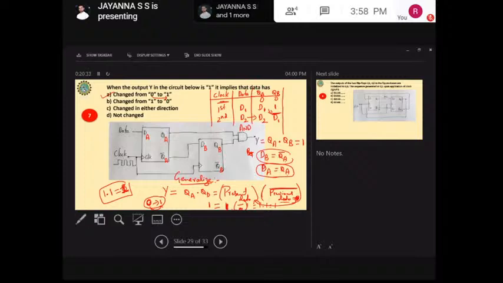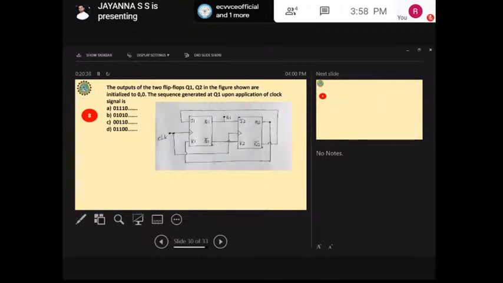Okay. Going further, they have considered the output of the two flip-flops Q1 and Q2 in the figure, which are initialized to 0, 0. The sequence generated at Q1 upon application of the clock signal is, they have given these options. You need to check that one. So first I am going to consider a truth table where it comprises the present state.